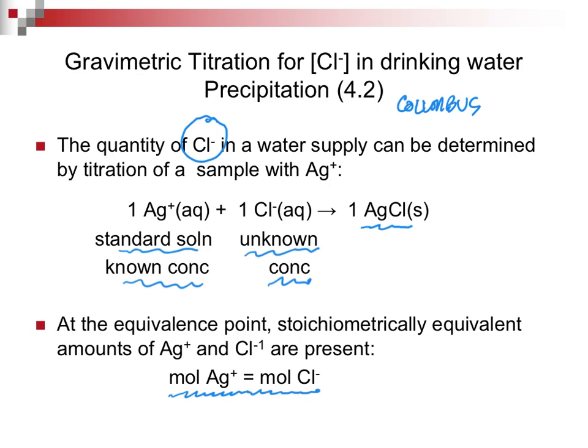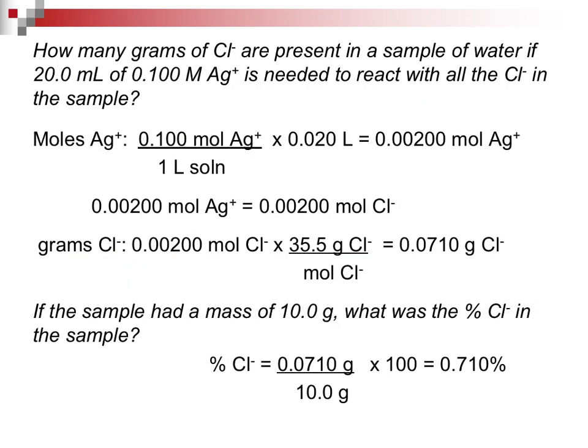Same principle, same method. What I have here is an actual sample that they would take here in Columbus. They would use a 20 mil sample of silver cation, 0.100 molar. And if you notice, moles per liter of solution times liters of solution give you your moles of silver cation. Well, at the equivalence point, the moles of the Ag+ must be equal to the moles of the Cl-. Now, I'll be honest, I'm a chemist, I've done it for a long time, but when I look at this next calculation, I have a hard time.